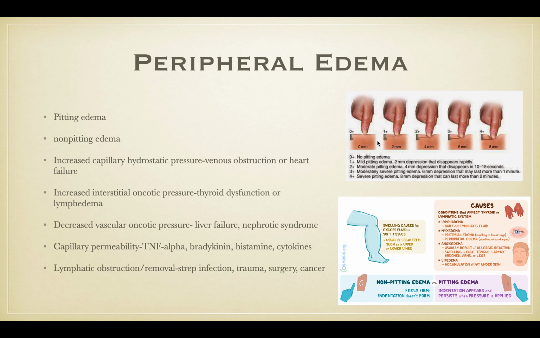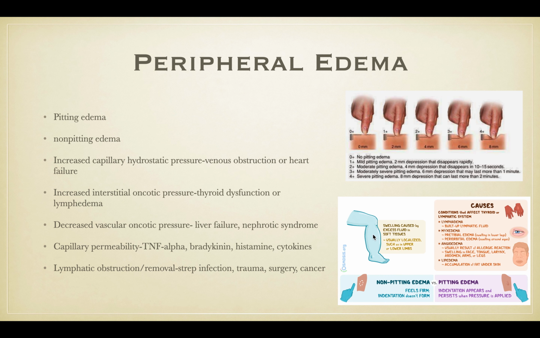Peripheral edema occurs because there's going to be an increased capillary hydrostatic pressure, and that could be due to venous obstruction or heart failure. And decreased interstitial oncotic pressure could be due to thyroid dysfunction or lymphedema. Lymphedema is different because lymphedema can't really be treated. It's kind of like a problem in the lymphatic vessels itself. It's kind of genetic. And the only thing you can really do about it is to elevate the legs often and wrap them, or wear hose when you go to work.